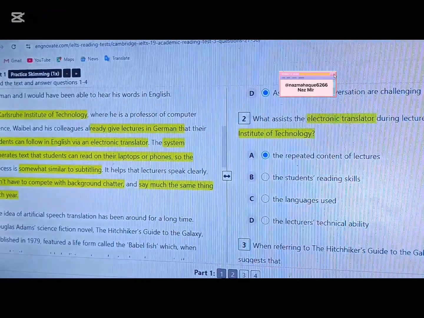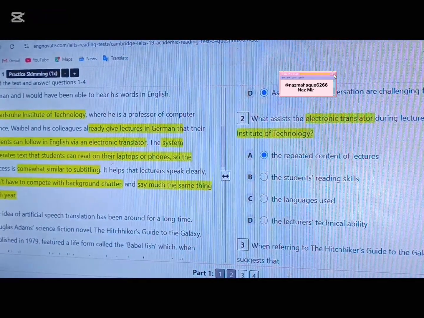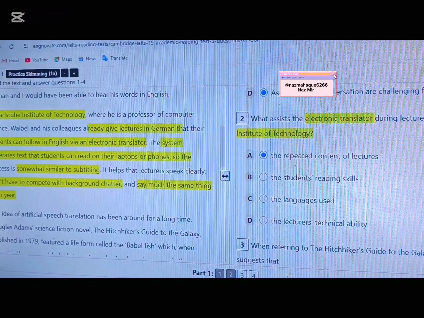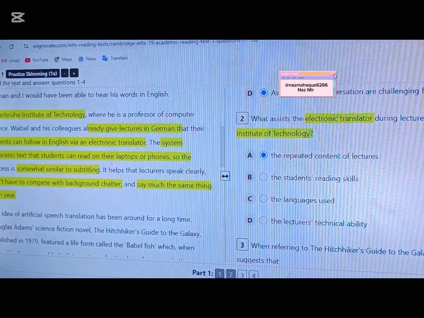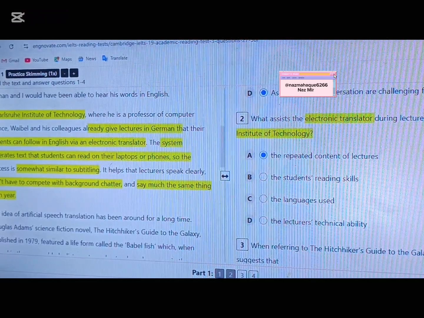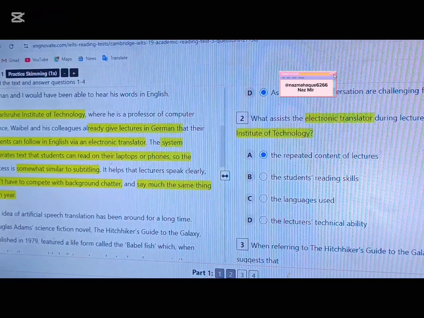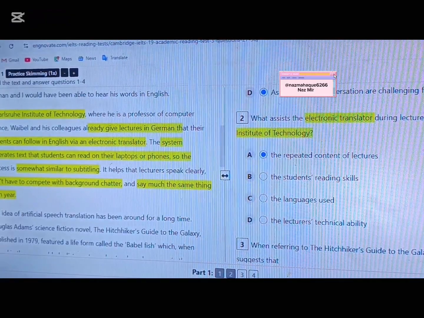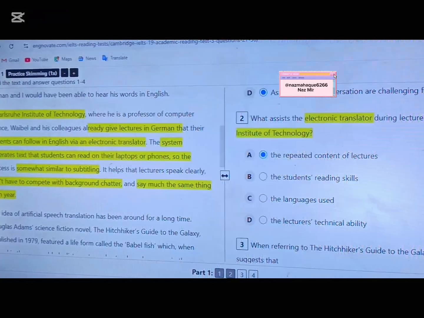Okay, in the next line, we can see that it helps that lecturers speak clearly, don't have to compete with background chatter and say much the same thing each year. It means that the professors are repeating the same things each year. Okay, so that's how the system actually works. Now, let's get to the options here.